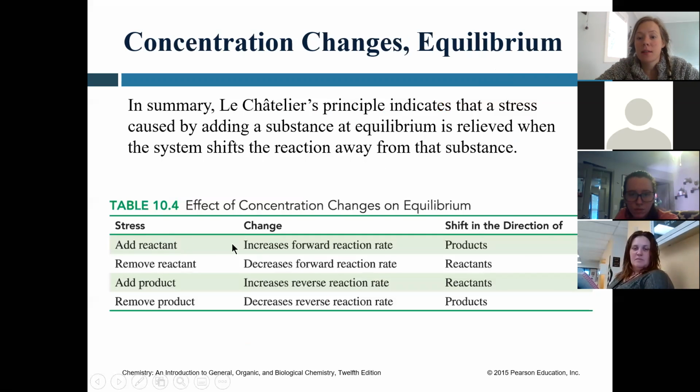So some of the rules. If we add a reactant, it's going to increase the forward direction. We're going to move towards the product. If we remove a reactant, we're going to move towards the reactant to compensate. Same thing with products. If we add product, we're going to move away from that product. If we remove product, we need to fill in or move towards that product.